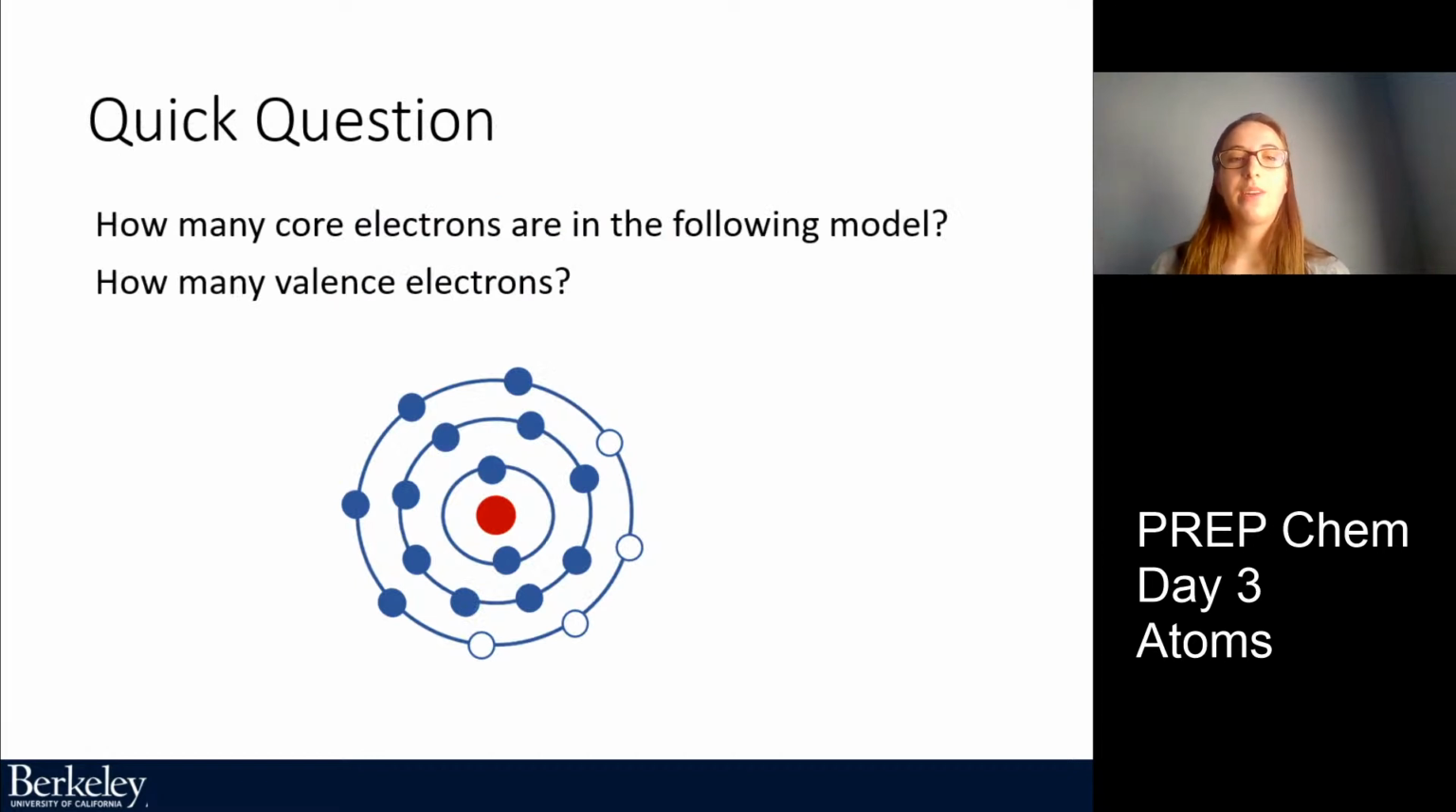Okay, so now as a quick question in your groups, based off the following atomic model, how many core electrons are there? And then how many valence electrons are there? So take a few minutes in your group to think about this, and then also continue thinking and asking questions about electron pairing and Hund's rule too. And then we'll come back together in like 3 or 4 minutes and talk about it.